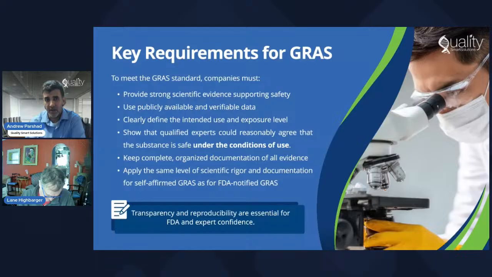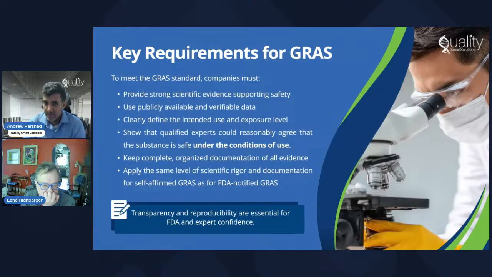So just on the key requirements for GRAS, again, strong scientific evidence, publicly available, verifiable data, and clearly defining its intended use and exposure level. And that's all done in that section where you're doing ADI, EDI calculations, pulling NHANES data, which is public, for now, government funded data. And you're basically hitting that 95th percentile, and you're going to determine what food groups and intended use you're going to be using that substance for.